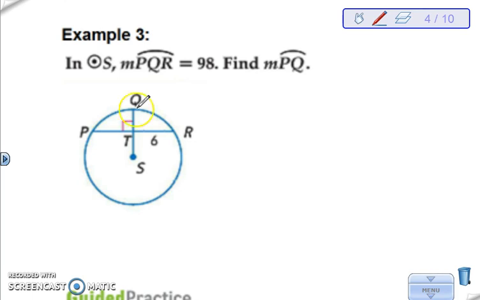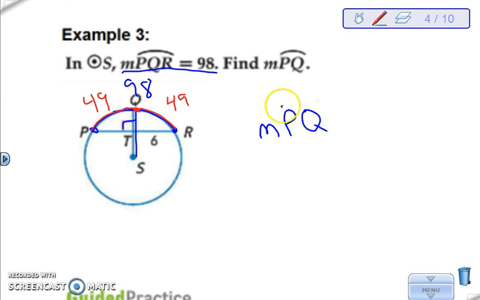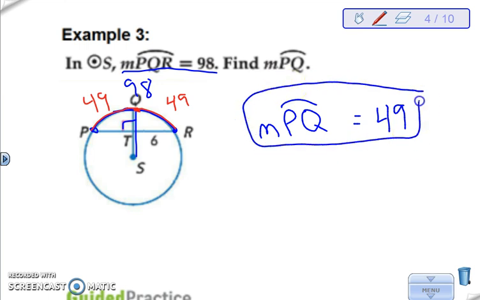So we notice that QS is the radius. We've got our right angle here. If they tell me that arc PQR is 98, that means that the two pieces of the arc are the same. So divide the 98 in half. And there we go. So the measure of arc PQ is 49.